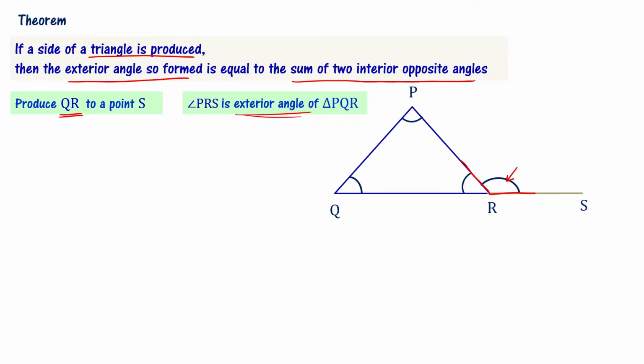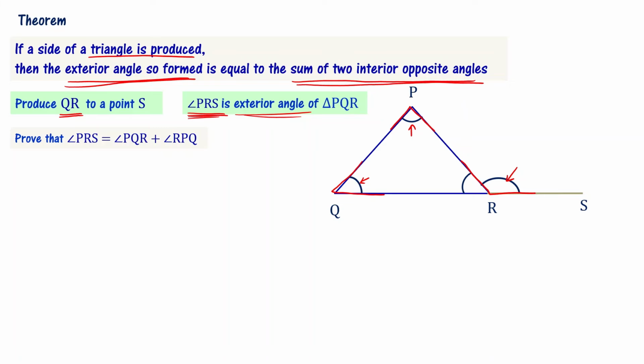So to prove this theorem, we have to show that the exterior angle so formed, that is angle PRS, is equal to the sum of the two interior opposite angles. Our interior opposite angles are these two angles. It means we have to prove that angle PRS is equal to angle PQR plus angle RPQ.